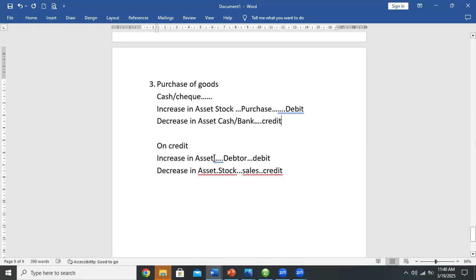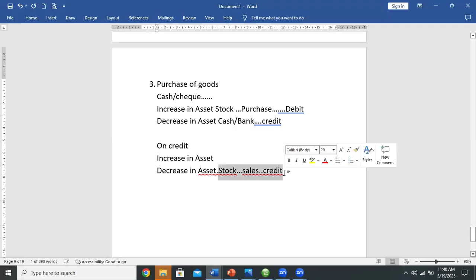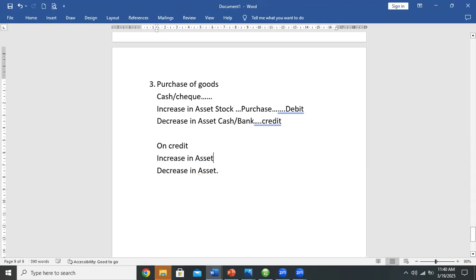If you purchase the goods on credit, which means the business didn't pay, then again, there will be an increase in our asset stock because, of course, we are purchasing, right? So increase in asset stock. For that matter, we'll open the purchases account and debit it. But because we didn't pay, there's going to be a liability. So there will be an increase in liability. And that liability will be the creditor. Right? And what are we going to do to this creditor's account? We'll credit that account.